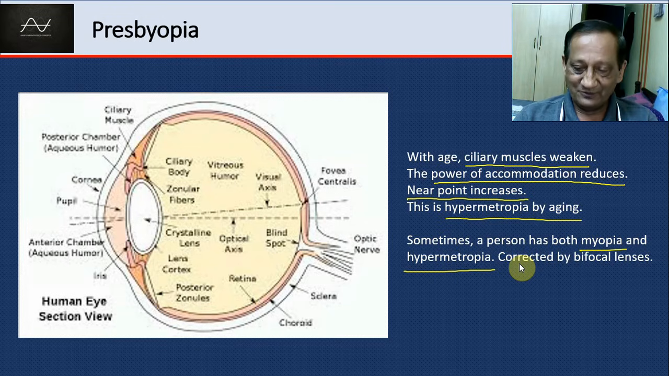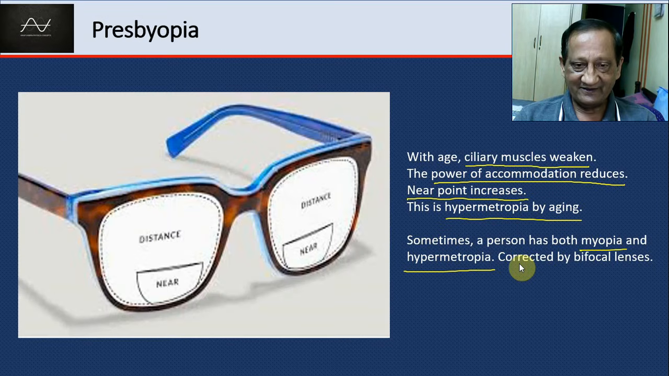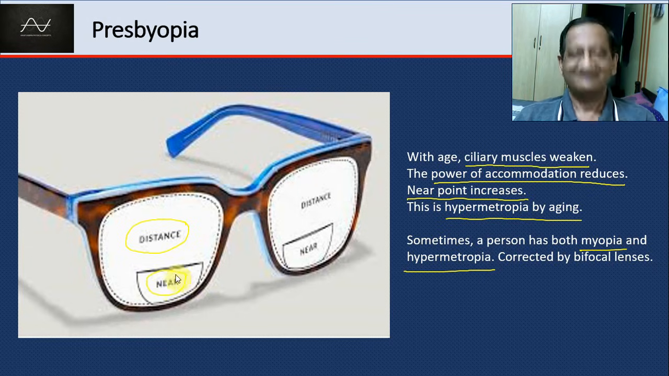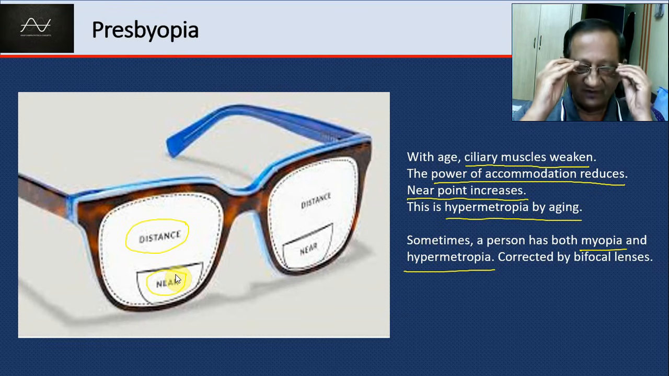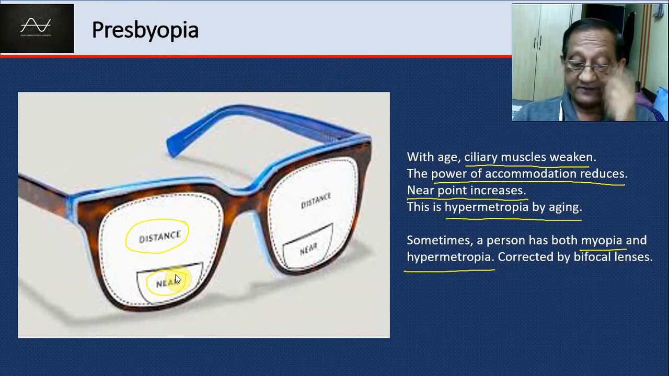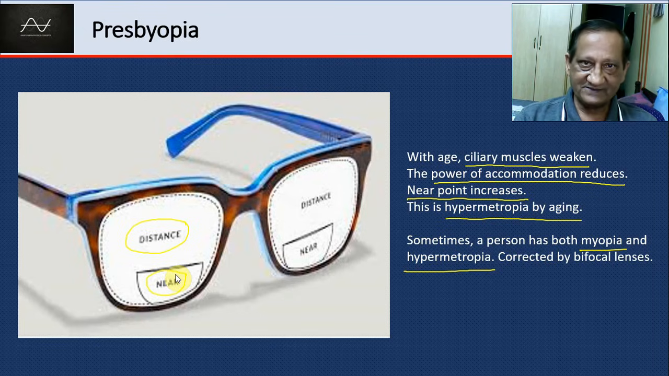Then he will use a spectacle like this. If he wants to see a distant object, he will see from this part of the lens. And if he wants to read a book, then he will use this part like this. And seeing from here, if he wants to read a book like this. And if he wants to see a movie, then he sees on this side. So these are called bifocal lenses.